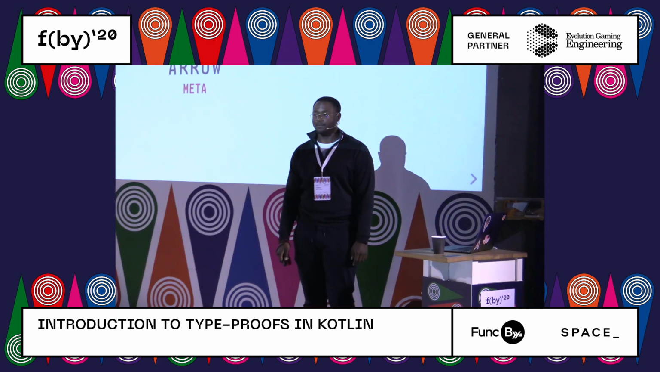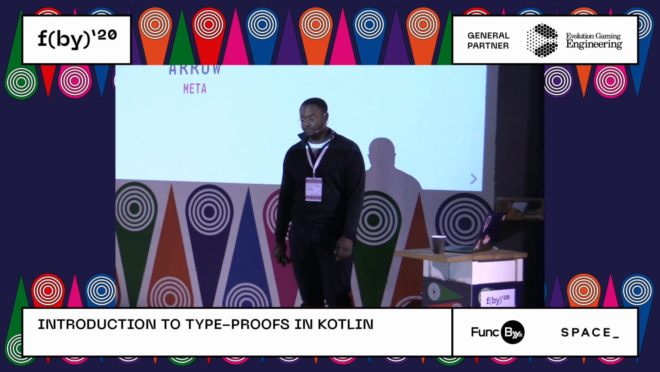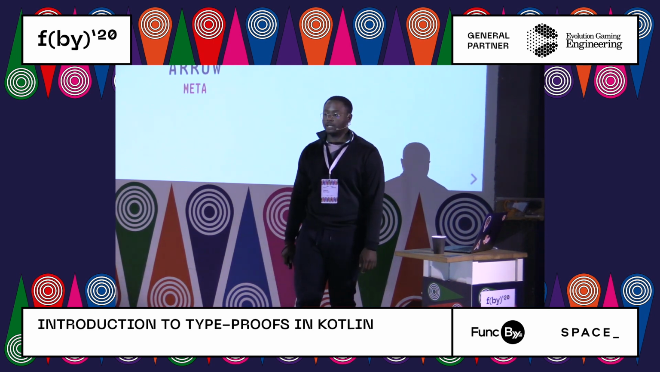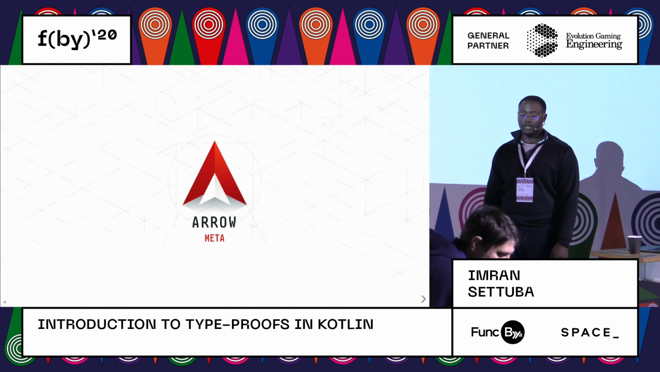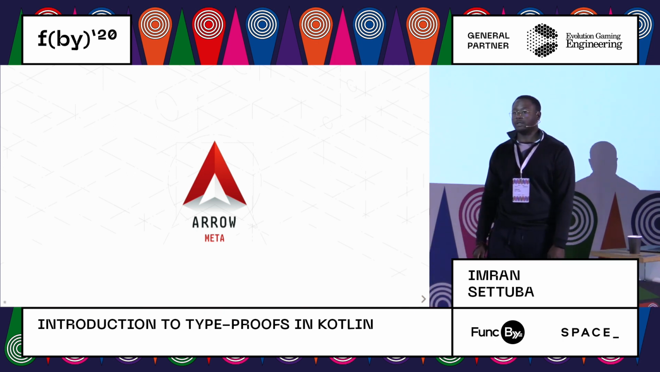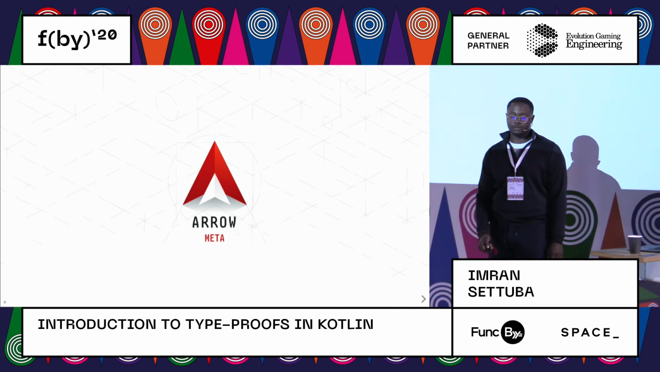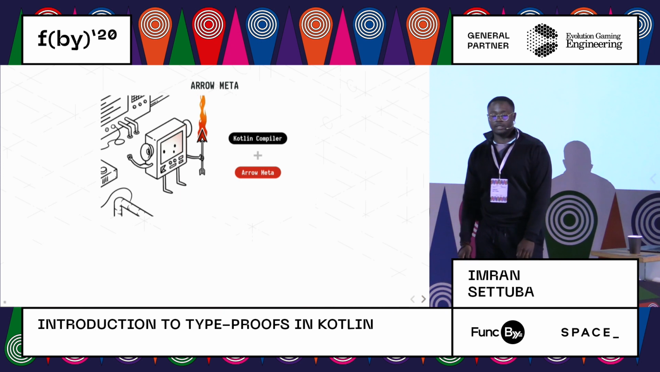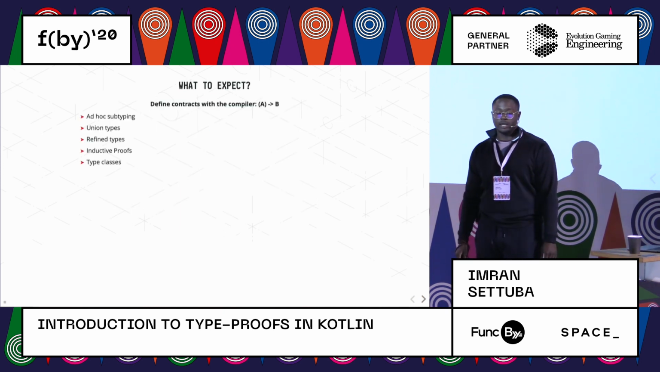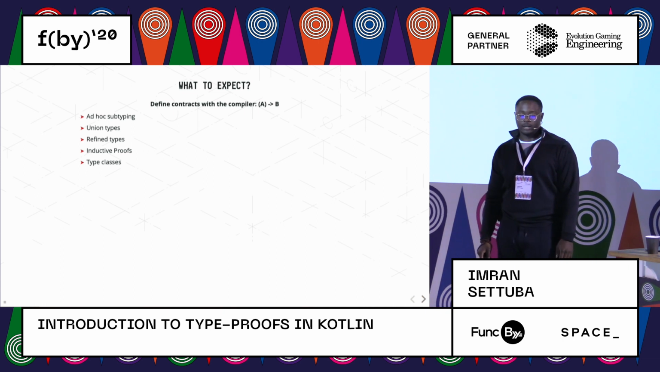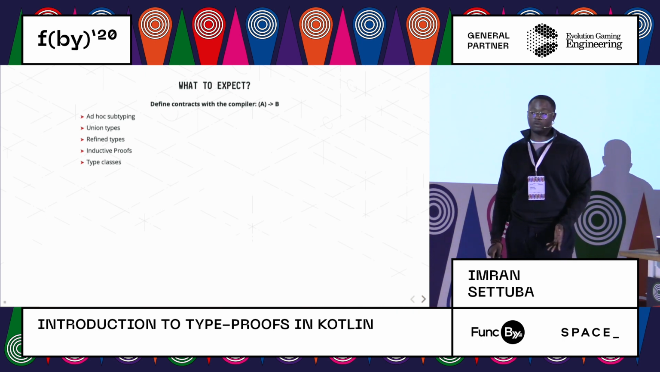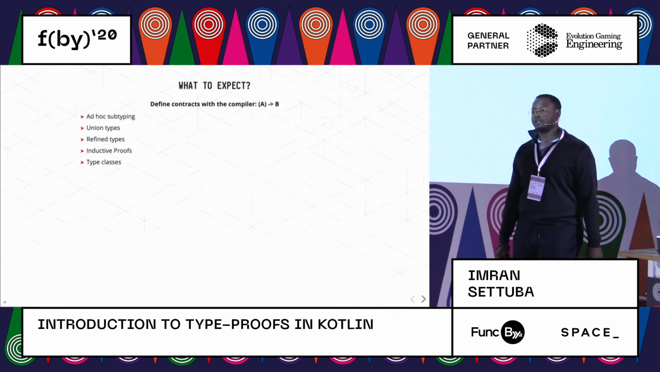Welcome to my talk. We'll be talking about type proofs, which eventually allows us to encode our own type system features into Kotlin. Type proofs are written with Arrow Meta, a meta-programming library that interoperates with the Kotlin compiler at any step throughout the compilation process. And eventually, what we'll see in the next 20 minutes is how we encode ad hoc subtyping in Kotlin, union types, refined types, inductive proofs, and type classes.